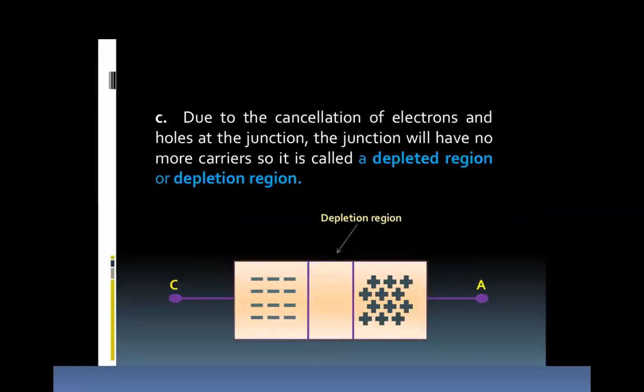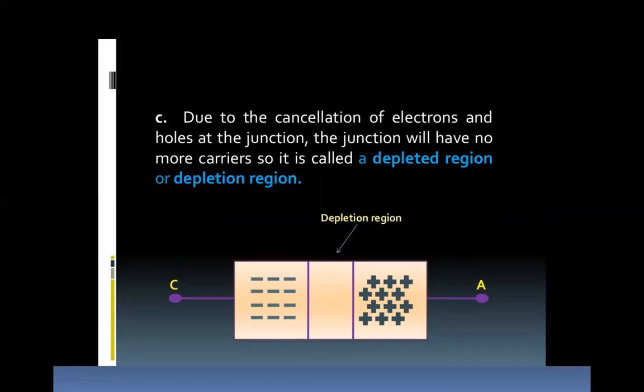See, due to the cancellation of electrons and holes at the junction, we will have no more carriers. So it is called the depleted region or depletion layer, we can say that. Depletion in the sense free. Free from what? Free from any mobile charge carriers. So this region depleted of any mobile charge carriers is known as the depletion layer.